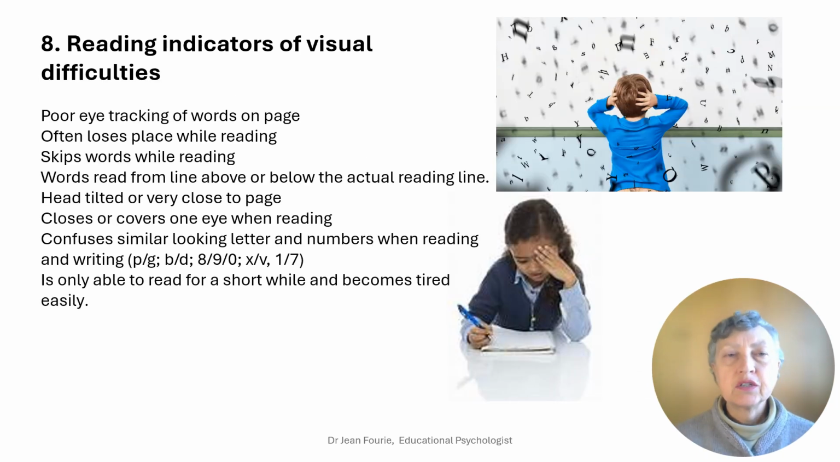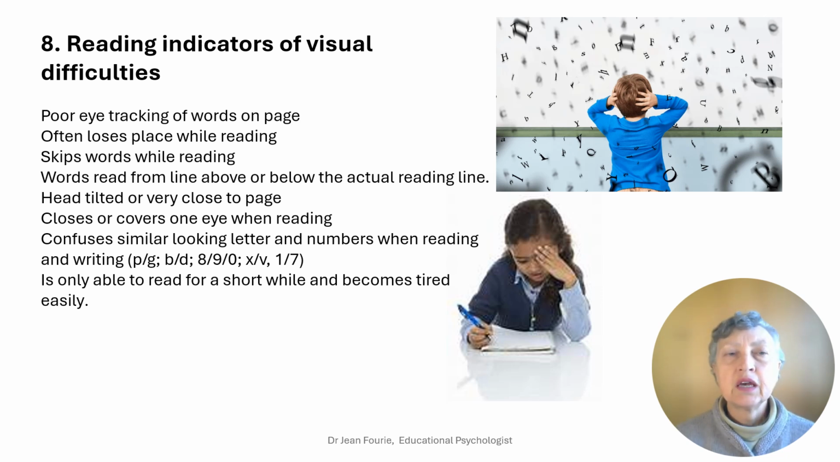In Part 8, observe the child reading a book aloud. Look for the following signs that might indicate visual difficulties. Poor eye tracking of words on the page could be seen if the child loses their place while reading, or skips words, or jumps and reads from the line above or below the actual reading line.